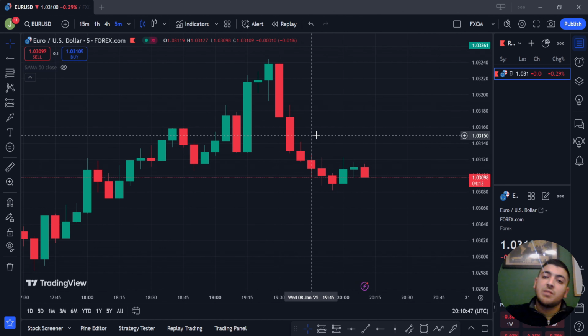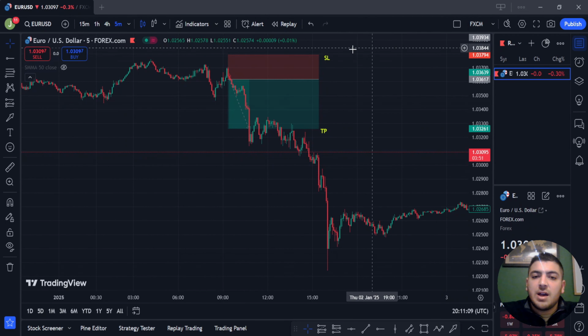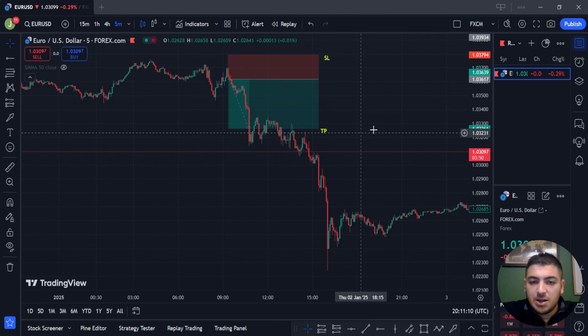So let's zoom out a little bit and move to the back where I've set some examples of some trades. These aren't trades I've taken, these are trades I've just placed as examples for this video. So I've written here SL and TP. You're going to see this a lot dotted about in my videos. SL stands for stop loss.